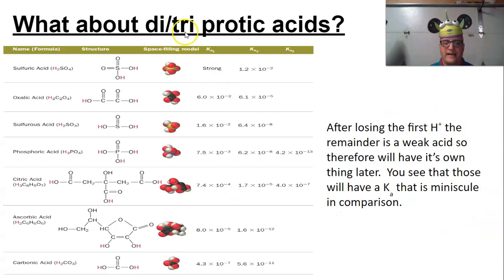Now there's di- and triprotic acids when they have multiple hydrogens to lose. When you look at some of these here, these are the first acids or hydrogens to be lost. Sulfuric acid, strong acid, it's very high. Then you can see there's a pretty big drop off for these di- and triprotic acids because, again, they're not very strong, or they're not strong at all.